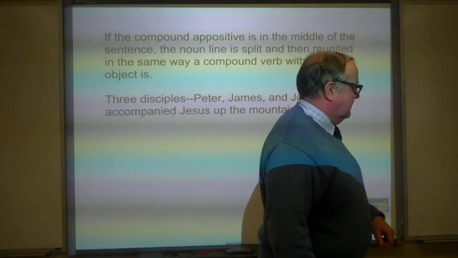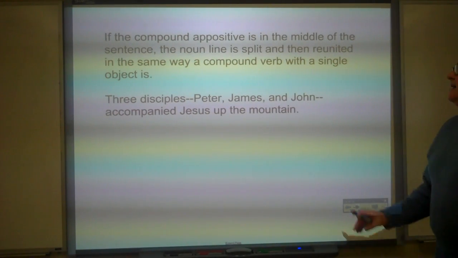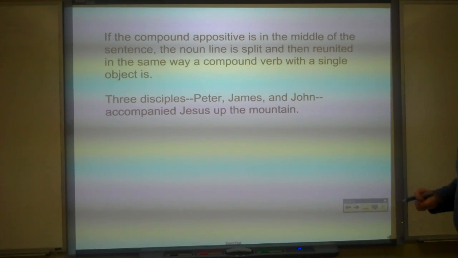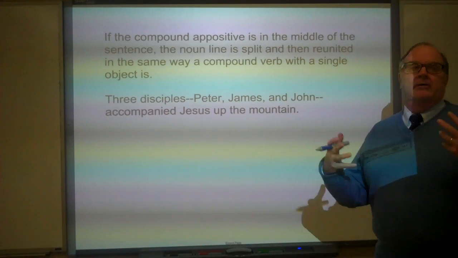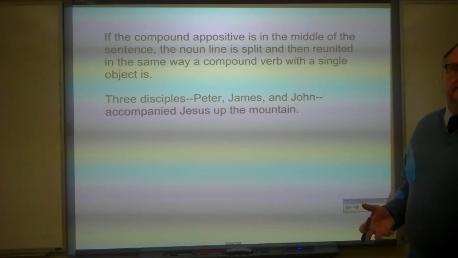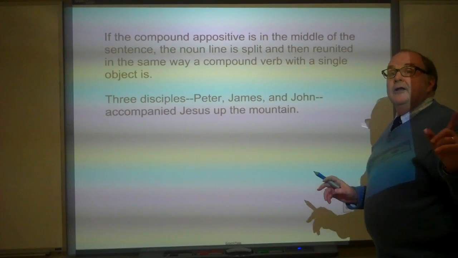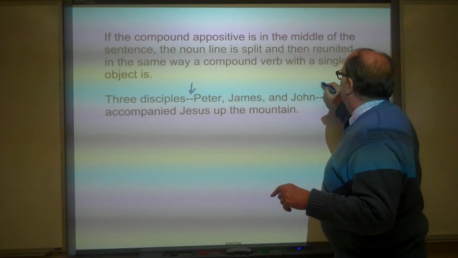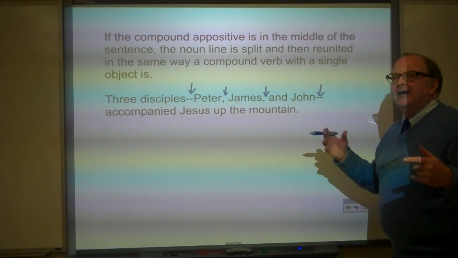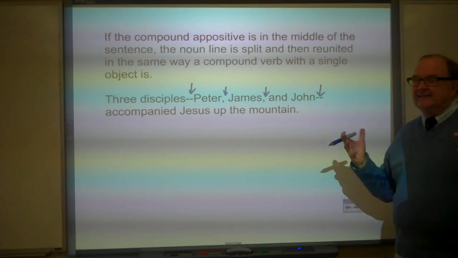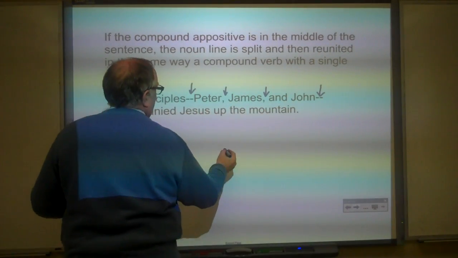And if the compound appositive is in the middle of the sentence, the noun line is split and then reunited in the same way a compound verb with a single object is. So, three disciples, Peter, James, and John, accompanied Jesus up the mountain. Notice, remember, I'm using dashes here because the appositive itself has a few commas. I mean, you can do it with commas, but it can be a little confusing to the reader, so it's usually helpful if you do it this way.